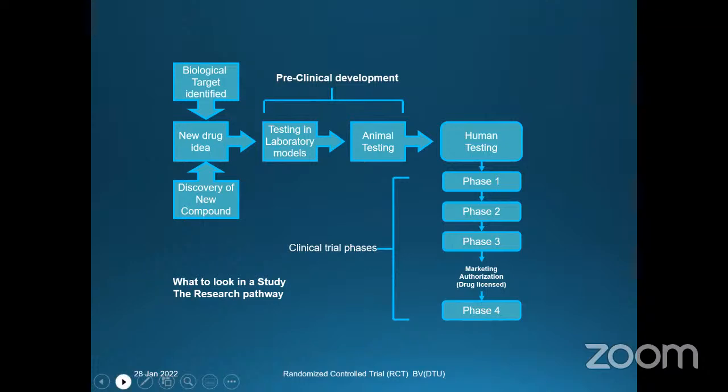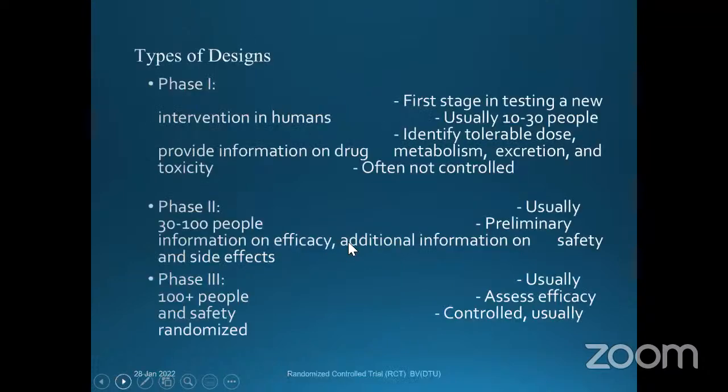controller gives approval. So phase 1, intervention in humans, first stage in testing a new drug, usually 10 to 30 people, identify tolerable dose, provide information on the drug metabolism, excretion, and toxicity. If toxic, it is often not recommended. Phase 2, usually 30 to 100 people, preliminary information on efficacy, additional information on safety and side effects. Usually 100 plus people in phase 3, which assesses efficacy and safety. It's a controlled trial, usually a randomized controlled trial, and that's how phase 3 is.